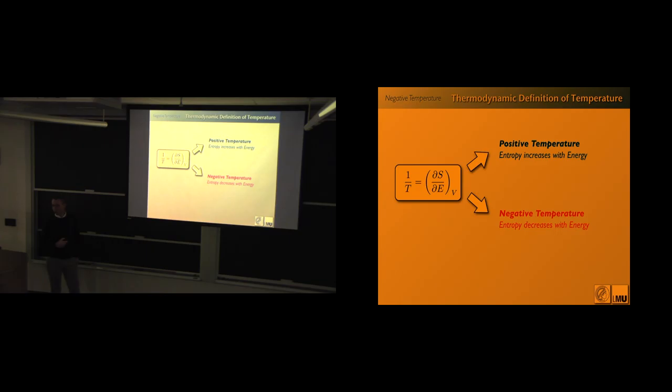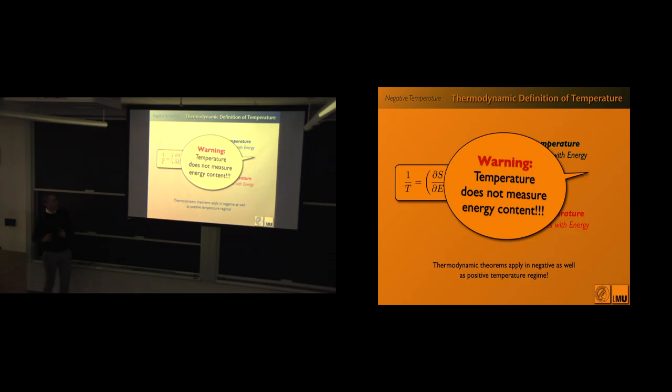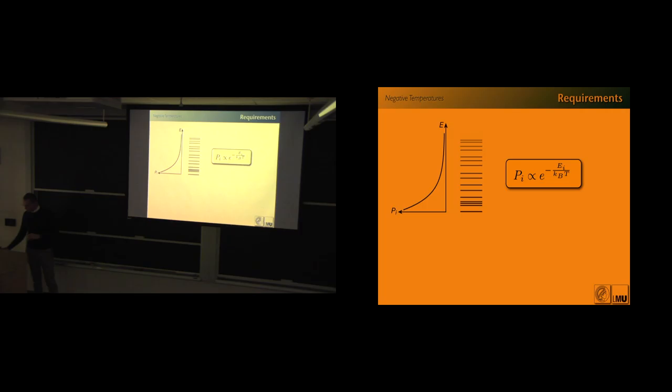Now, that is fine even if dS/dE would be negative. Typically, dS/dE is, of course, positive. When we heat up our kettle of water, we put energy in, we generate entropy. But there could be systems where this is negative, and that's usually also fine. So thermodynamic theorems apply in both cases. One warning: you get a problem when you associate temperature with the average energy content of the system. Your equipartition theorem, 1/2 kBT, then becomes a little bit tricky. So let's stick with this more fundamental thermodynamic definition of temperature.